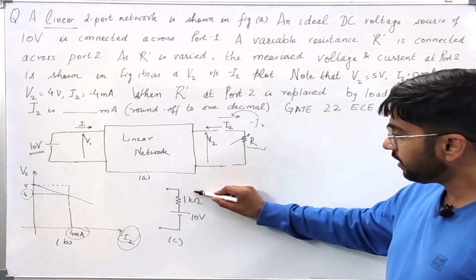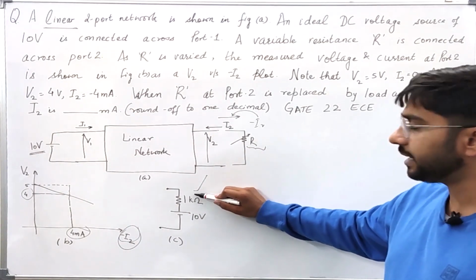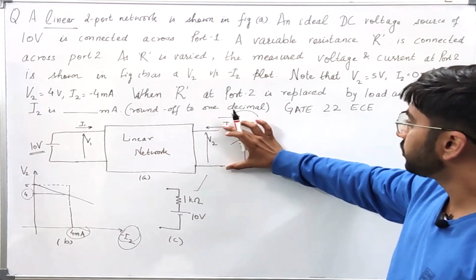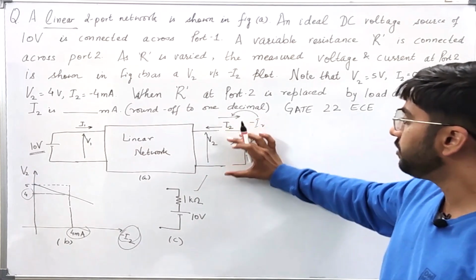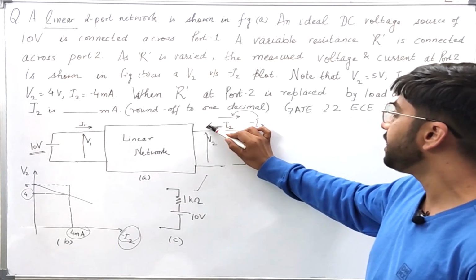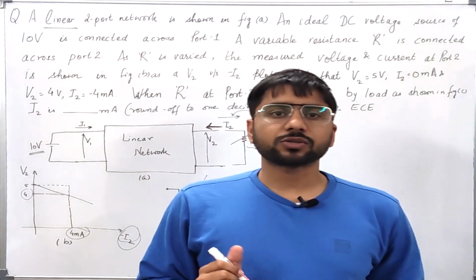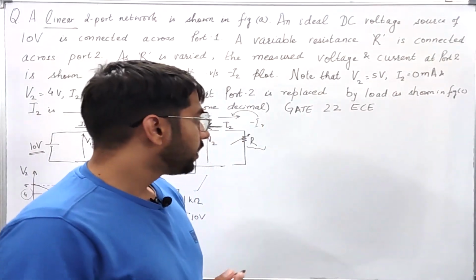Now we are asked that if we replace this network with the network given like this, that is a 10 volt source and a 1 kilo ohm resistor which is now connected across this, what will be the value of I2, that is the current entering inside the linear network? Now this question can be solved using Thevenin theorem.